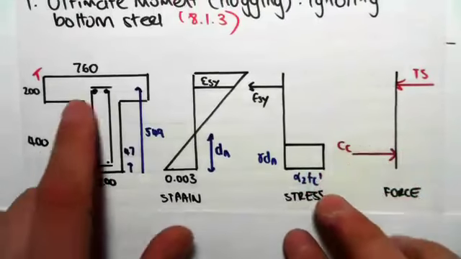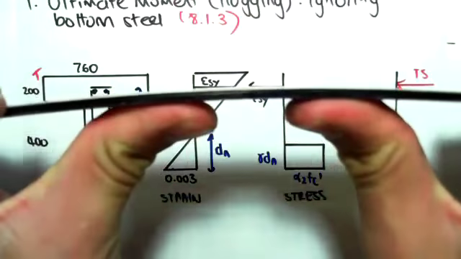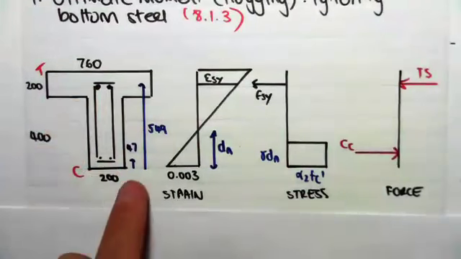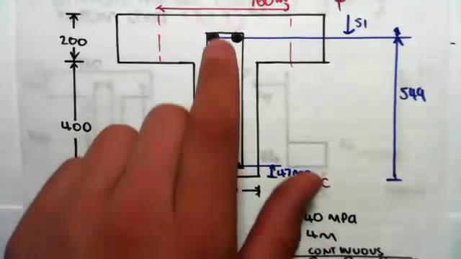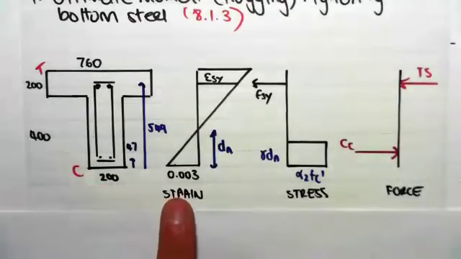Now we're looking at hogging, so our section looks like this. For hogging, our ruler is going to bend up like that, which means that the top is in tension, the bottom's in compression. I've drawn in also 47 and 549, we found that in the previous video, just the distance to the center of the steel layers from the bottom. Okay? Now, we're going to first go to the strain diagram.